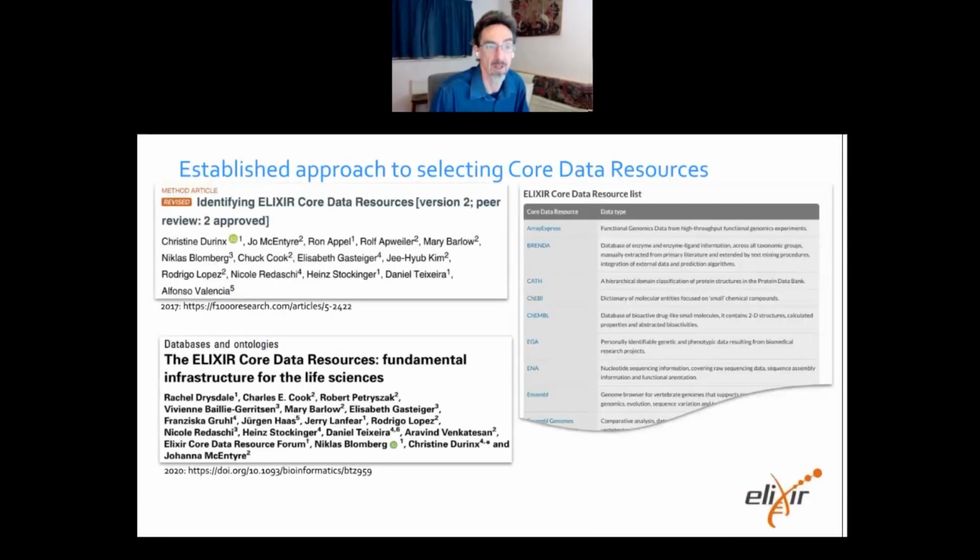Right. So these two papers describe how Elixir is selecting core data resources. Now, the challenge for Elixir in selecting core data resources in Europe is that, as we've just seen, data resources are global. So selecting only resources in Europe that are important is somewhat artificial. Many of these resources selected by Elixir are members of coalitions or collaborations that involve resources in other countries, in other regions.